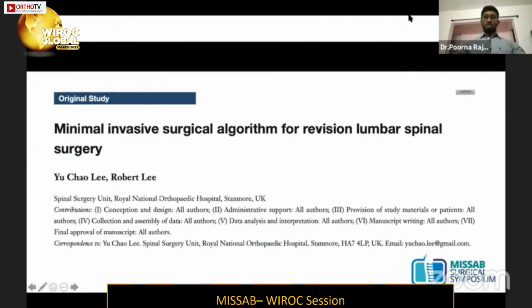So the topic for presentation today, as we all know, is MIS fusion in revision spine surgery. The article which I have selected here is an original study in the December 2019 issue of the Journal of Spine Surgery, by Lee et al., "Minimal invasive surgical algorithm for revision lumbar spinal surgery." He is a senior consultant spine surgeon and head of the spine surgery unit at Stanmore Royal National Orthopaedic Hospital.